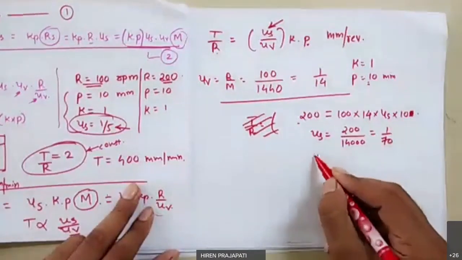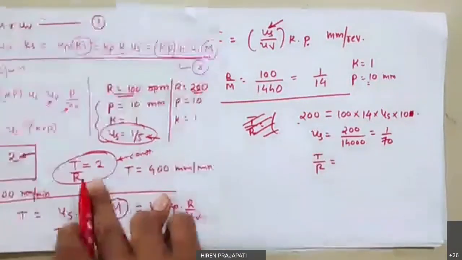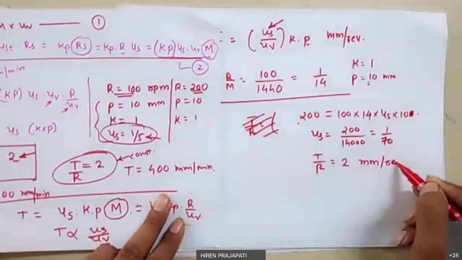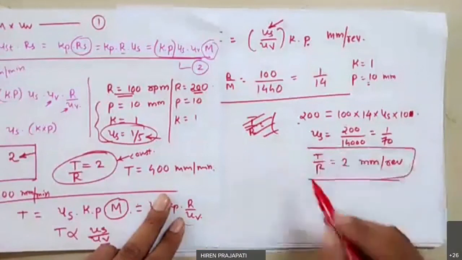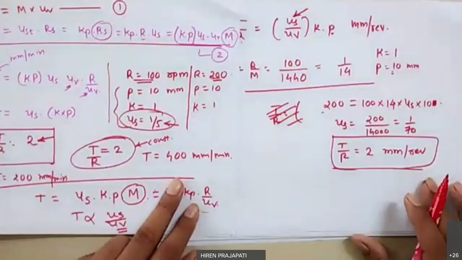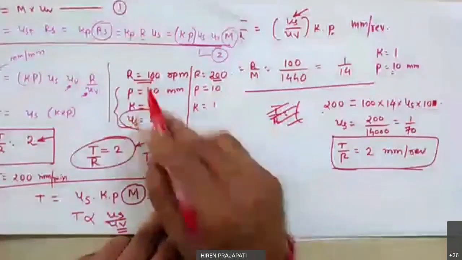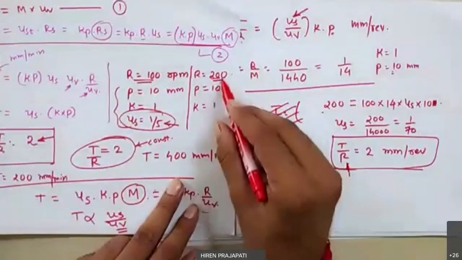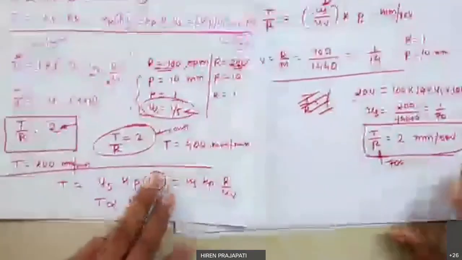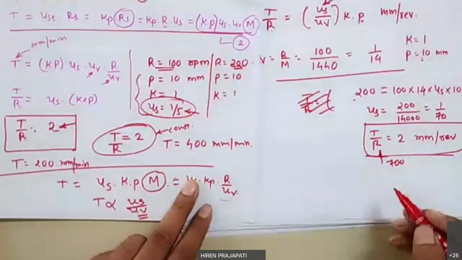Then for this case, if you find T by R, we have already calculated it, it is 2. For this first case, it is 2 mm per revolution, right? This is what we have calculated earlier. But now if you change the RPM, R, instead of 100, if you go for 700, I am taking a large value. Here we had taken 200, but this time I am taking 700 to just give you an idea about the change. So if you take 700, then what will be your UV?